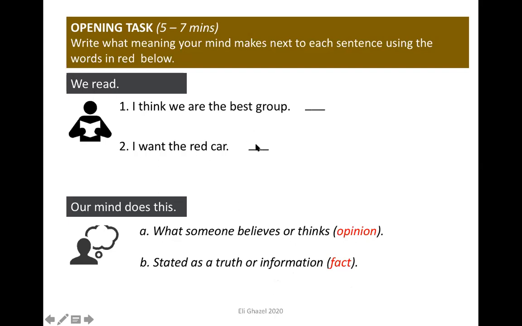So when we read anything, our mind converts what we're reading into what someone believes or thinks, or what someone is saying as truth or information. So think about the first 2. Which of these 2 is what someone believes, and which of these 2 is a truth or information, right? Okay. So have them think about it, give them a few seconds to think about it, and then say, check your answers. Now we move to a second slide.